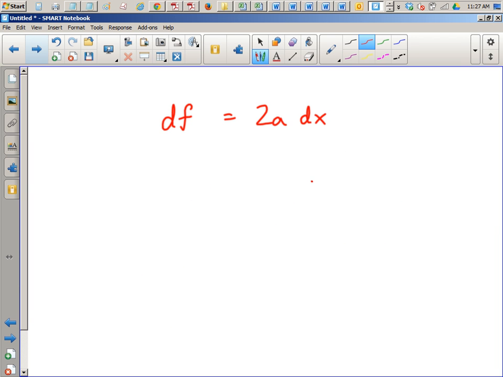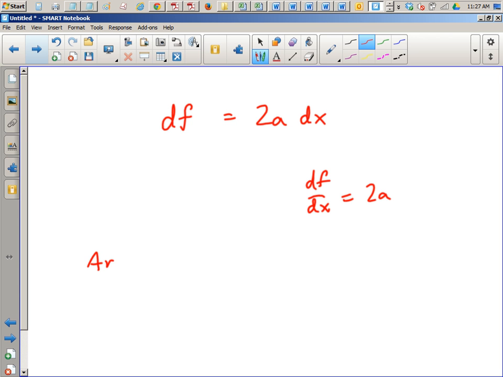Does this remind you of df dx equals 2a? Looks kind of like that, right? It just looks like it's been cross-multiplied. See that? Are we allowed to cross-multiply derivatives?